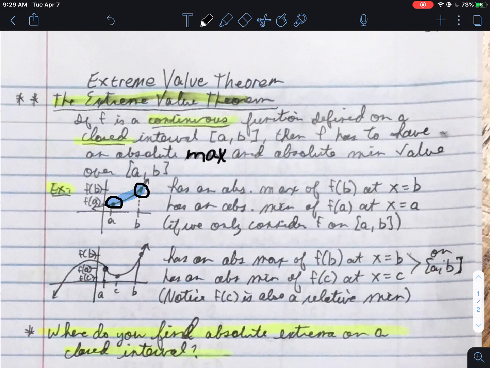So in other words, I would say that this function has an absolute maximum value of f of b, whatever that y value is. And that value occurs at x equals b. So x is always giving us the location. The y value is giving us the value, or the function value. So then we do have an absolute minimum as well of f of a, that's the function value, and it's located at x equals a. And again, we're only considering the function between a and b, also including those endpoints.